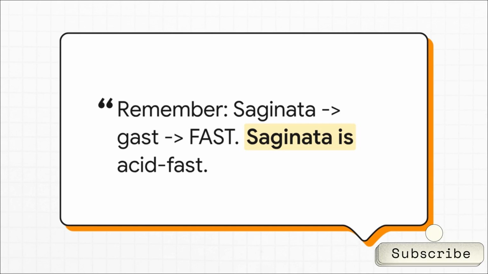And here's a really simple trick to lock this in for good. Try spelling saginata backwards. You get atanigas. Sounds kind of like gassed, right? Now just change that G to an F and you get fast. Saginata is acid-fast. That's an easy point to remember on exam day.